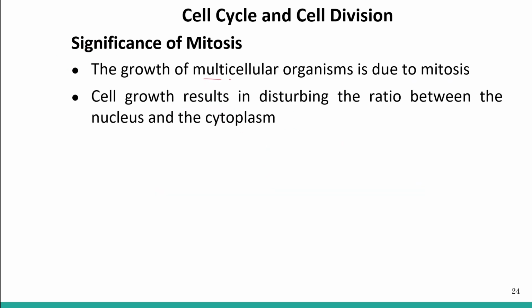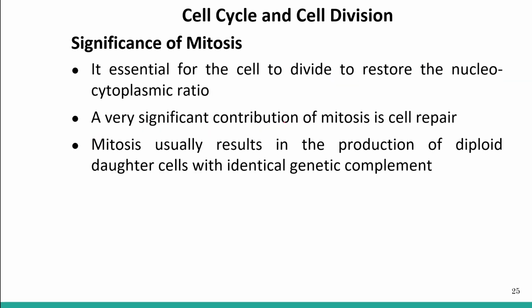The growth of multicellular organisms is due to mitosis. So we have already discussed that the division in the body cells or the somatic cells occurs by the process of mitosis. So in multicellular organisms, the growth is done by mitotic division. Cell growth results in disturbing the ratio between the nucleus and the cytoplasm. It is essential for the cell to divide to restore the nucleocytoplasmic ratio. So this is the important division in which the nucleocytoplasmic ratio is restored, right?